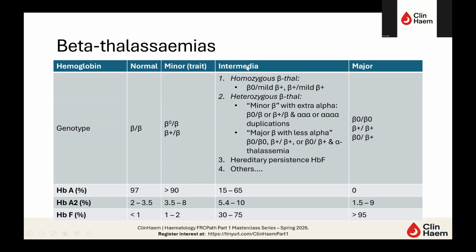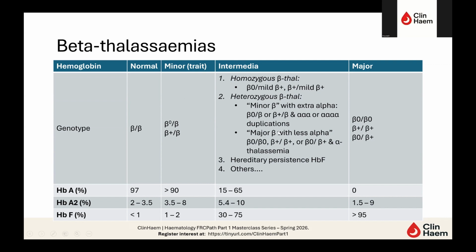Now, how do you get intermedia? Either you get homozygous beta thal with beta 0 and mild beta plus, or you get heterozygous beta thal, so the minor ones, but you have an extra alpha copy, so alpha duplications are present. What this will do is make the imbalance worse. So even though the mutation was otherwise mild and this person would otherwise be a carrier, the problem is they've got extra alpha as well, and this will ultimately lead to excess imbalance. Same here.